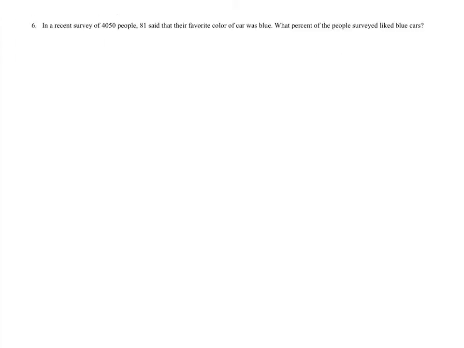In number 6, in a recent survey of 4,050 people, 81 said that their favorite color of car was blue. What percent of the people surveyed like blue cars? So, we are told that we're looking for the percent because, well, very clearly they say what percent. So that would be x over 100 in our equation for percent over 100 equals, now 4,050 people and 81 said that their favorite color was blue. That 81 would be the part, and 4,050 would be the whole.